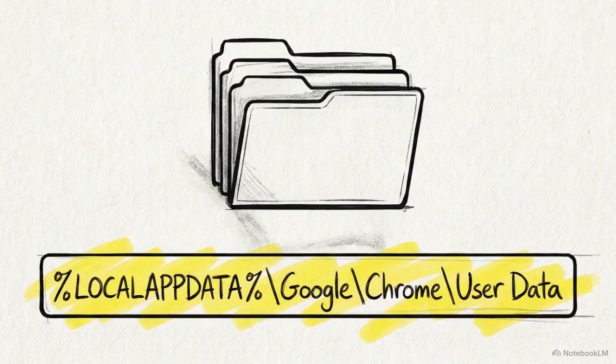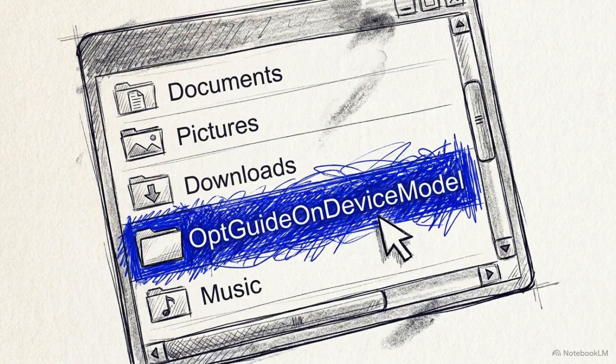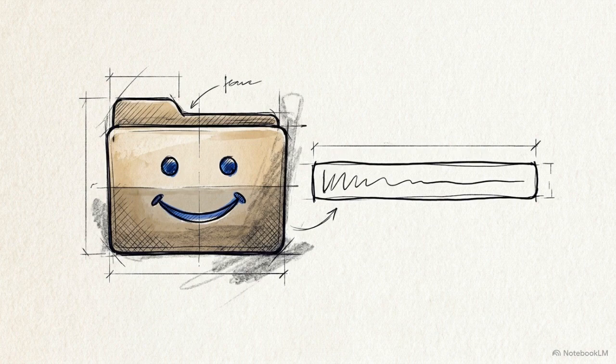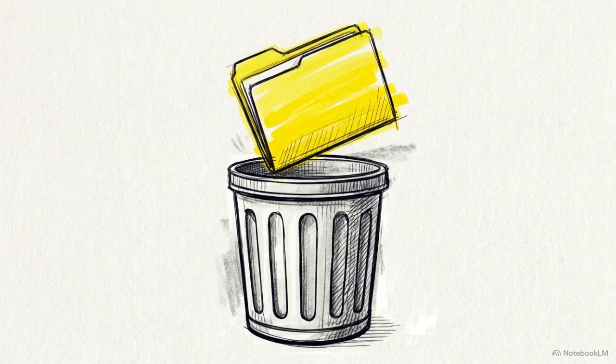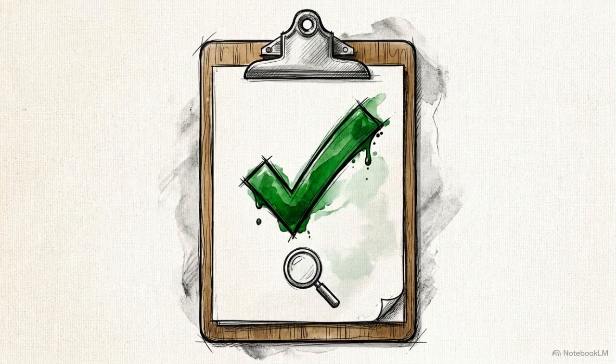Open your Start menu or Run dialog and paste in this exact path: %localappdata%/Google/Chrome/User Data. Inside that directory, scroll down until you locate a folder named OptGuideOnDeviceModel. Select it, hit Delete, and then physically empty your recycle bin. For Mac users, open Finder, click Go to Folder, and enter this exact path. Locate that identical OptGuideOnDeviceModel folder and drag it directly to the trash. The manual removal is complete.